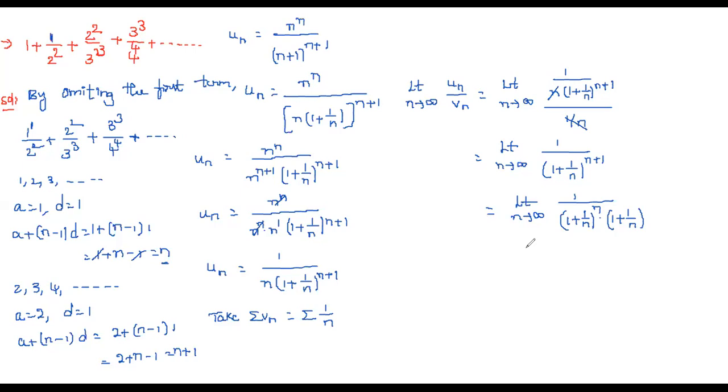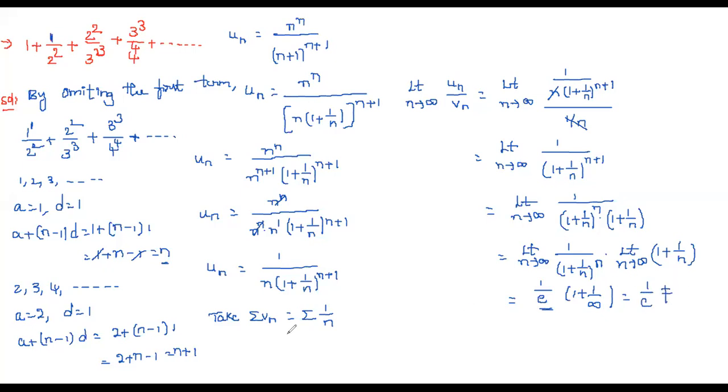Okay, so this is equal to limit n tends to infinity. This limit is applicable for both the terms: 1 plus 1 by n whole power n, into limit n tends to infinity of 1 plus 1 by n. So this is the formula we have. The value is 1 by e. Limit n tends to infinity of 1 plus 1 by n whole power n is nothing but e. So this is the formula in limits. And here we get 1 plus 1 by infinity, that is nothing but 1. So this is equal to 1 by e, obviously not equal to 0.